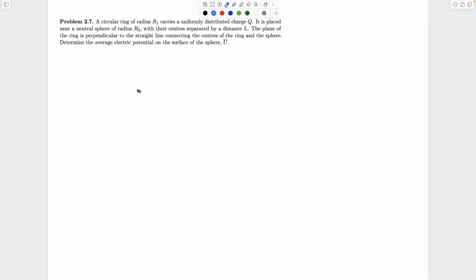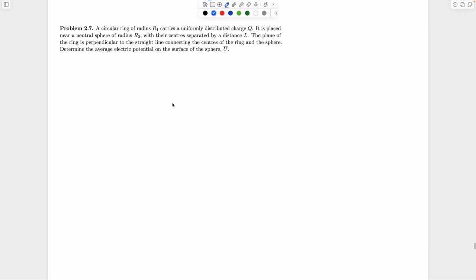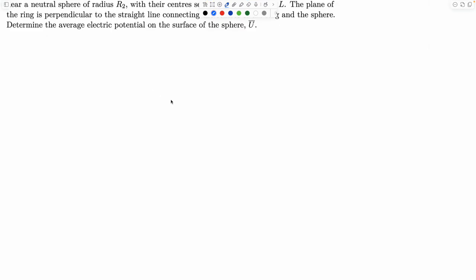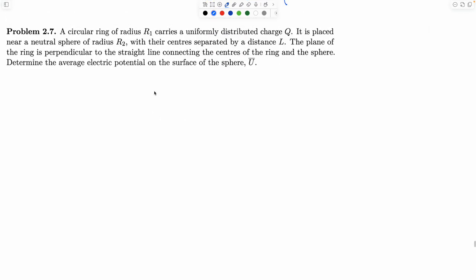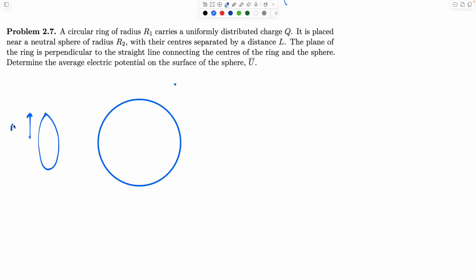There are two ways to do this problem. I will introduce both, but I'll just briefly mention the first one. The first one appears as an example in Griffiths. The setup is a ring and a sphere. This one has radius r1, this one has radius r2, and this one has charge q, and this one has small q, but small q is equal to 0.